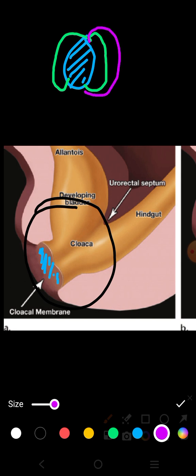So what do these ectodermal swellings do? They extend and fuse anteriorly. These swellings around the cloacal membrane fuse anteriorly, and they form a genital tubercle here. This is the genital tubercle here, right?